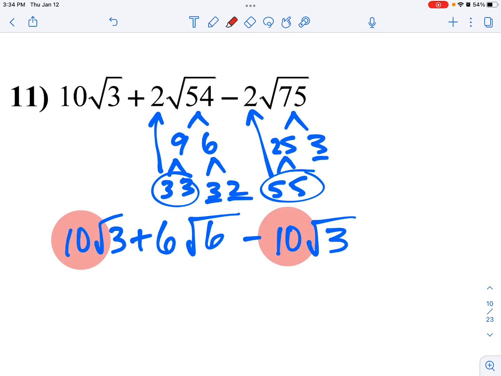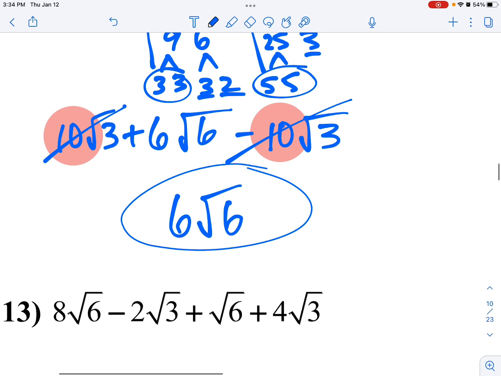Now let's see if I have any like terms. This one and this one. Oh, positive 10 root 3 and negative 10 root 3. Those cancel and give you 0 root 3. You don't even need to write that. So I think this final answer is 6 root 6. And if you're wondering, remember 6 doesn't break down. It's just 2 and 3. So there aren't any groups of 3 in there. So you just leave it like 6 root 6.